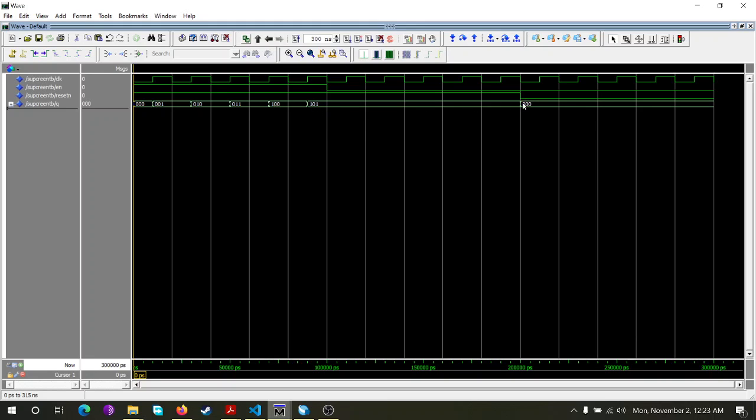And after 200 nanoseconds, our reset is 0. So reset goes 0. Since it is an active low reset, the value of Q also goes to 0 after 200 nanoseconds.